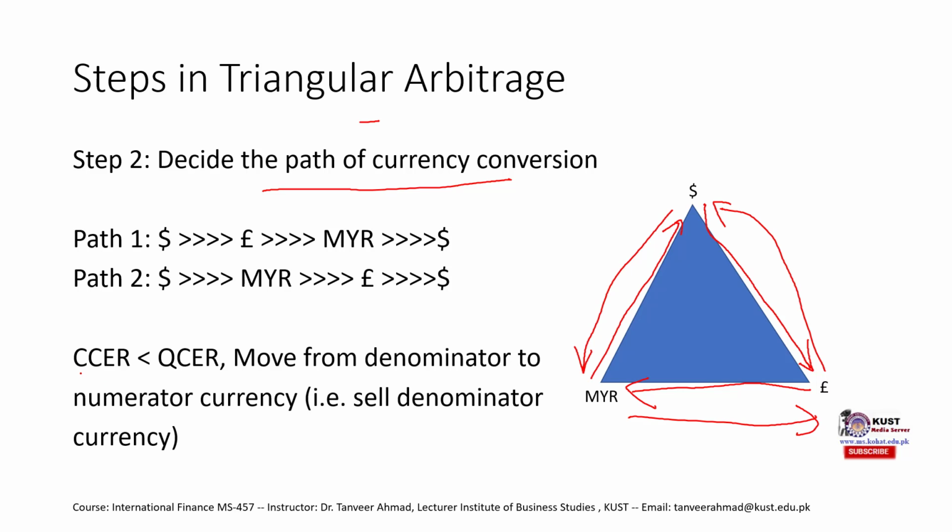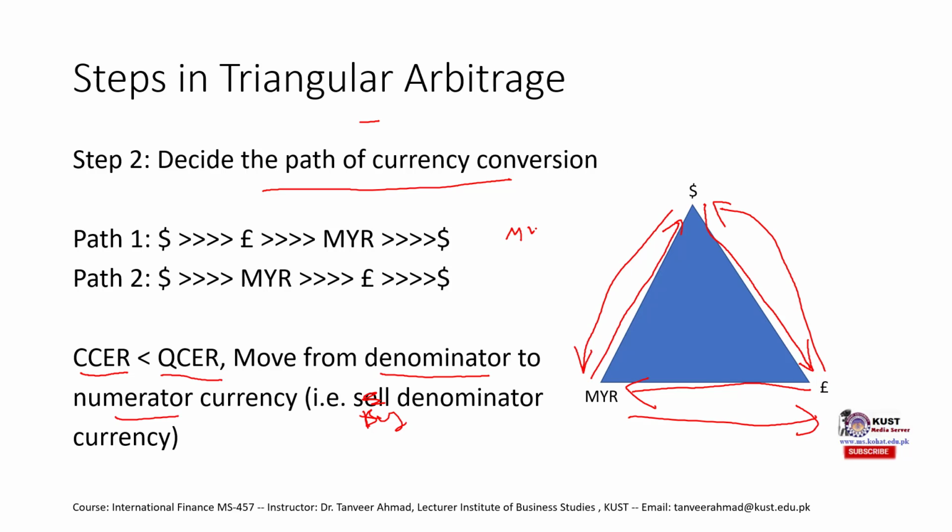It says that when the calculated cross exchange rate is less than the quoted cross exchange rate, then we need to move from the denominator currency to the numerator currency. That is, buy the denominator currency, right? For now, ignore this buy or sell part. Just focus on moving from denominator to numerator. Okay, so which cross exchange rate are we talking about?